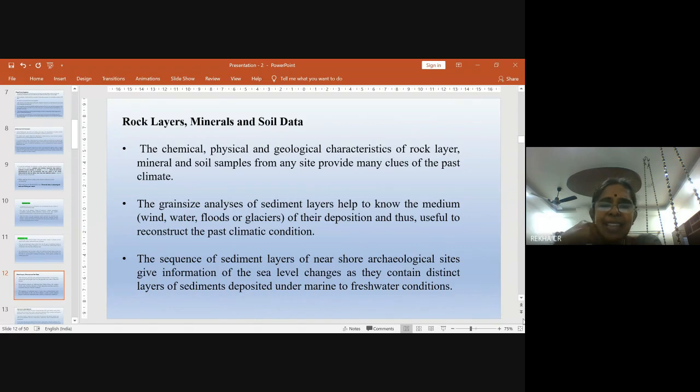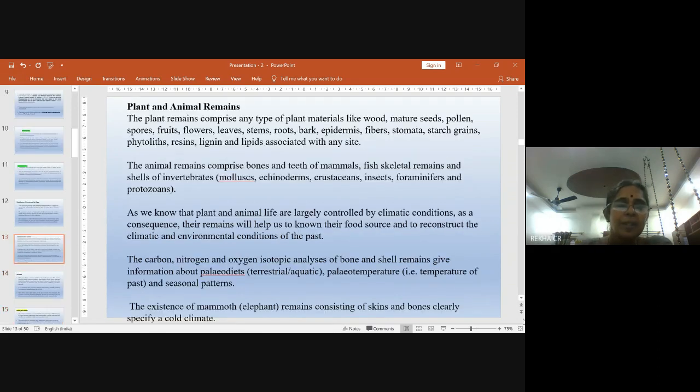The grain size of the sediment layers and the deposition help in reconstructing the past climatic conditions. The sequence of sediment layers near the shore of archaeological sites gives information on the changes in the sea level, as they contain distinct layers of sediments deposited under marine to freshwater conditions.